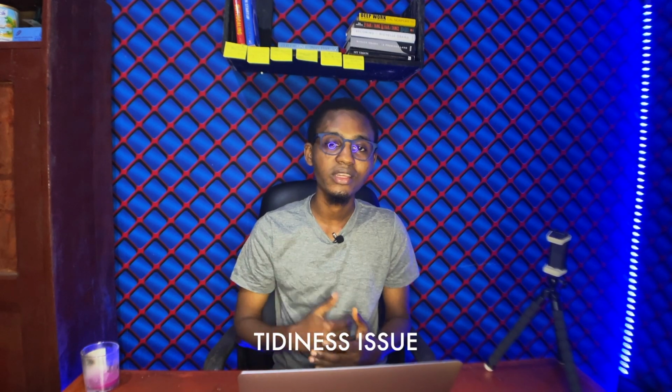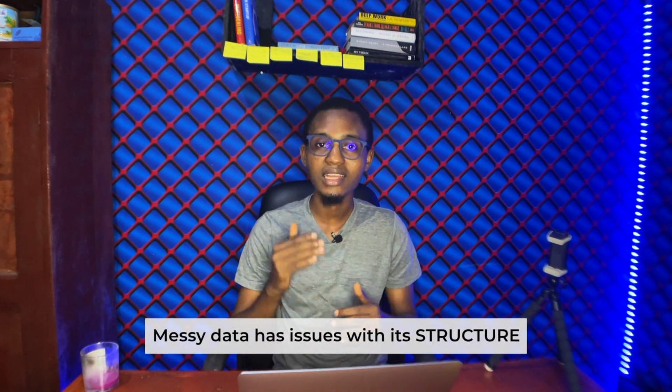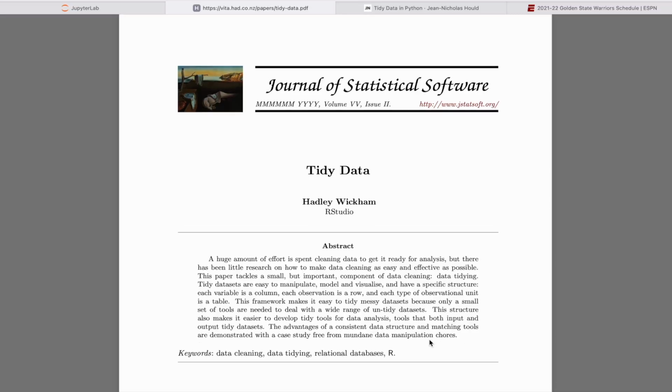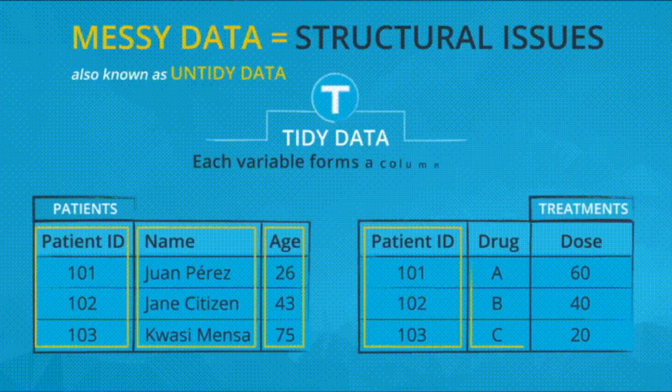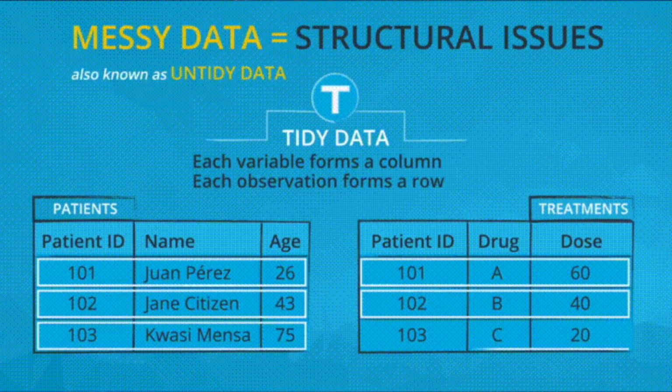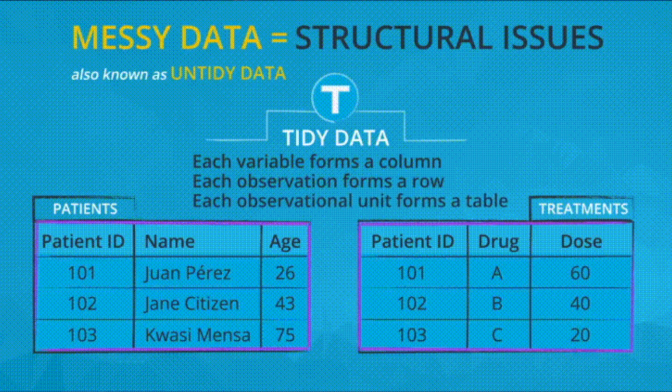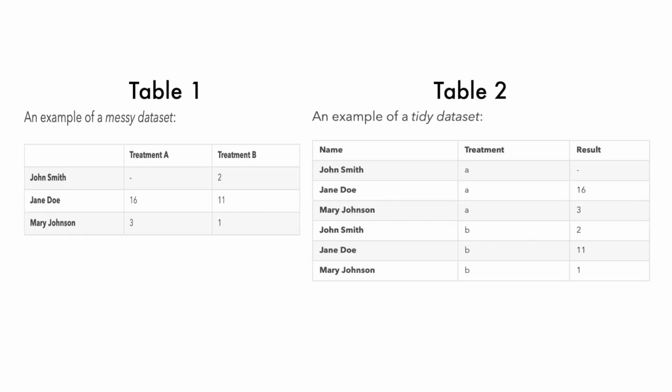Untidy data is commonly referred to as messy data. Messy data has issues with its structure. This is a relatively new concept coined by statistician, professor, and all-around data expert Hadley Wickham in his paper titled Tidy Data. I'll leave the link in the description below. Tidy data is basically where each variable forms a column, each observation forms a row, and each observational unit forms a table.